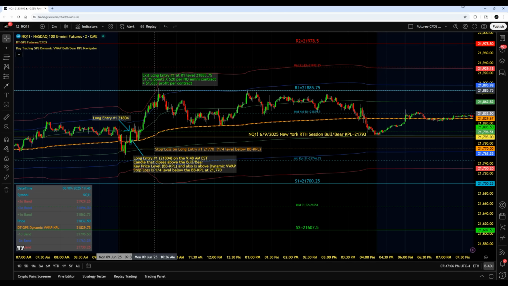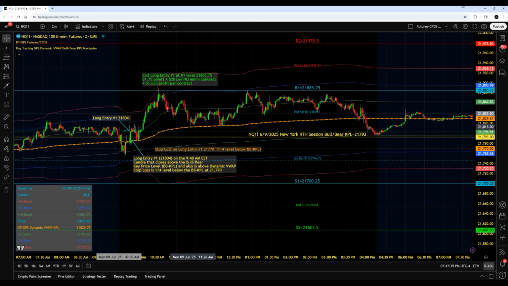Now, as you can see here, we had a move back down to the dynamic KPL VWAP, and we also had a retest here. So if you wanted to do additional entries later on in the session, then you could certainly use this dynamic KPL navigator as a guide throughout the rest of the session, as far as your bull bear dynamic line in the sand.